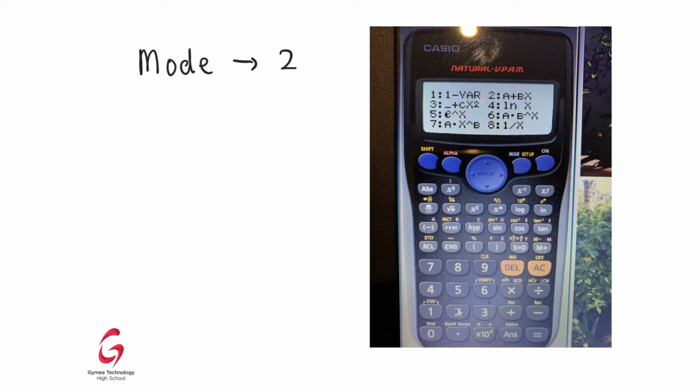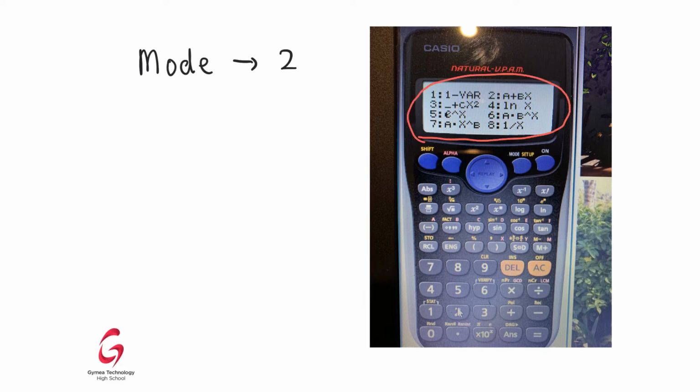The first thing I need you to do is to turn on stats mode. To do that on your calculator, you're going to press the mode button in the top right corner, followed by the number 2, which says stat. When you've pressed mode then 2 for stat, you're going to get a screen that looks somewhat like this one over here.